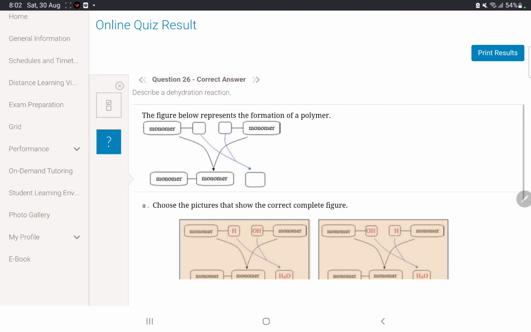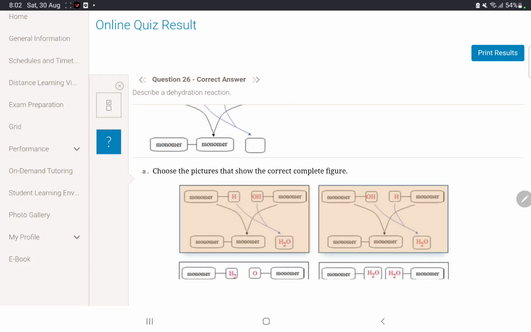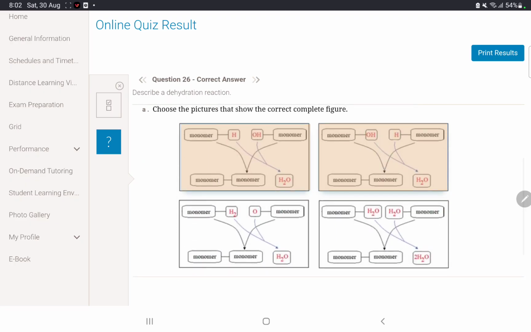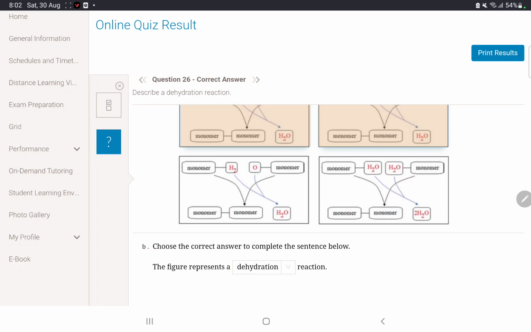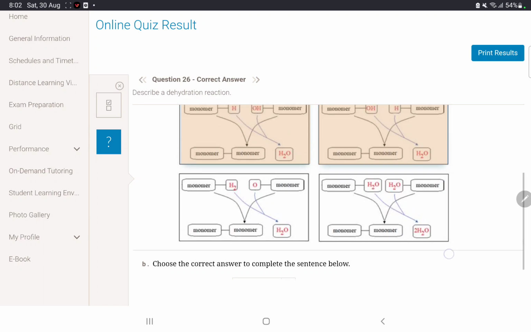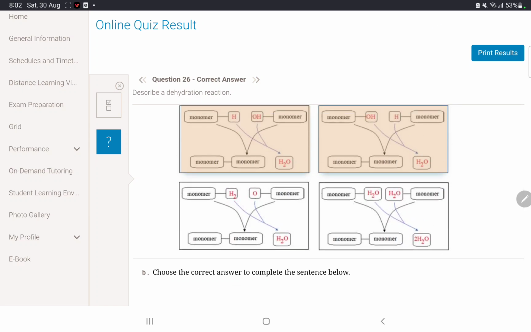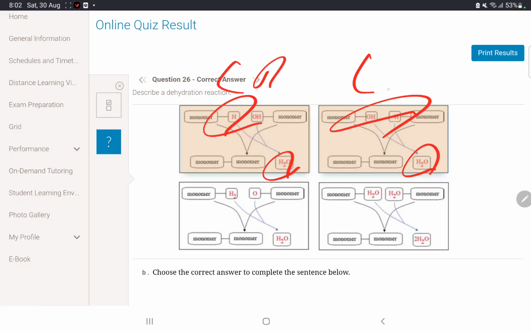And basically we have monomer H, monomer OH gives you H2O, the same thing. You just reversed it here. It's the exact same thing. It doesn't matter. Both are correct. The figure represents a dehydration reaction. Why? You're gonna ask me why it's dehydration. It's forming water, okay? And you can switch them. It doesn't matter left, right, whatever. It doesn't matter where the OH and the H is. It can be from either one. It doesn't matter.